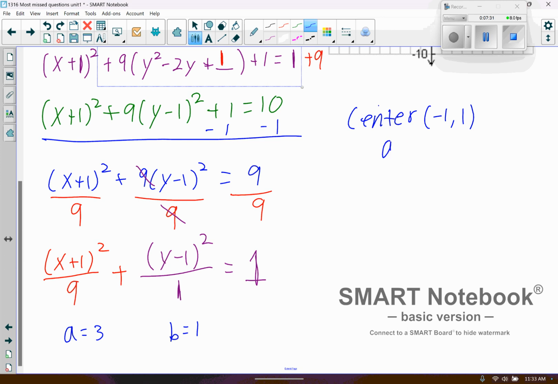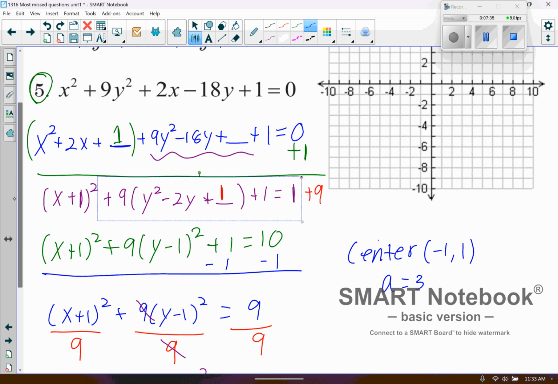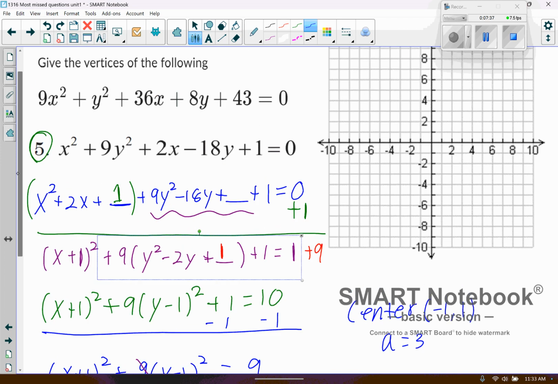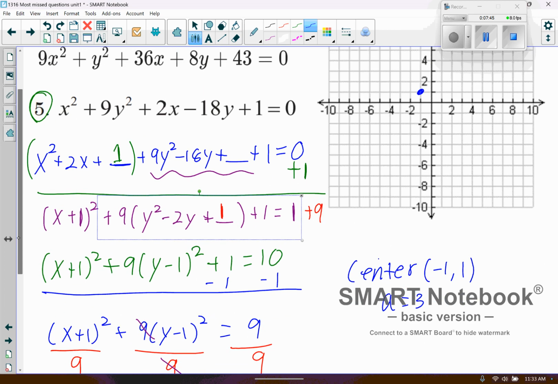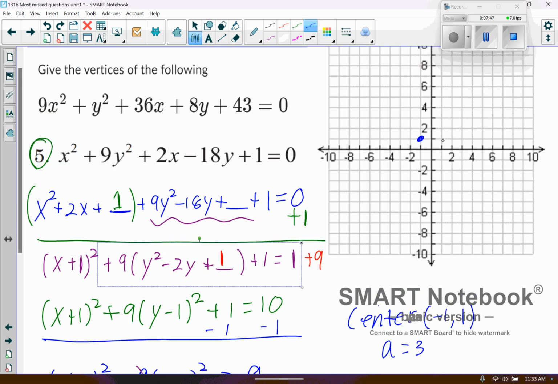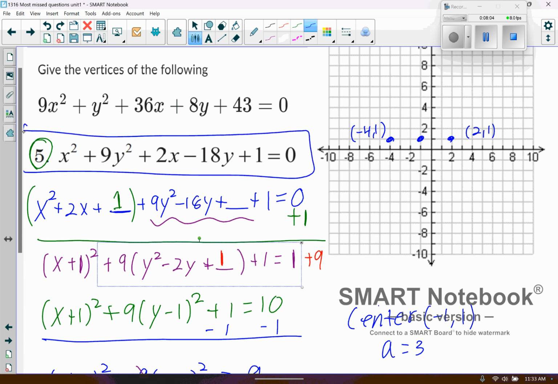And then I know that A is 3, so that should be enough information to figure out where those vertices are. My center is at negative 1, up 1, which would be right here. And then my A value is 3, so I'd go 3 in each direction. So 1, 2, 3, and back 1, 2, 3. Those would be my vertices. So I'd have one at 2, 1, and the other one at negative 4, 1. And so anyway, that was for example 5 right there.